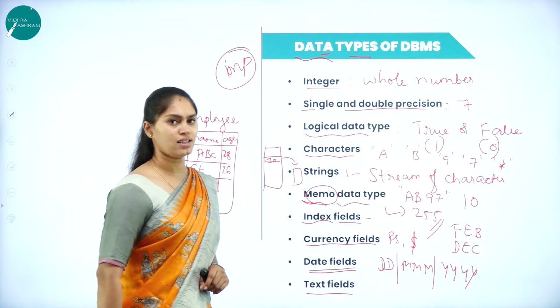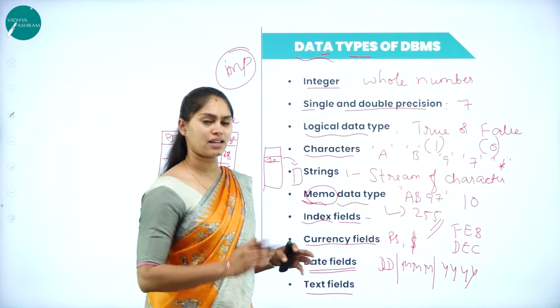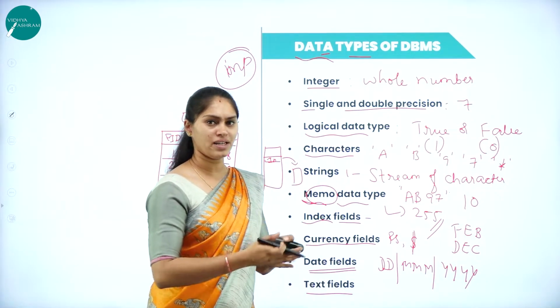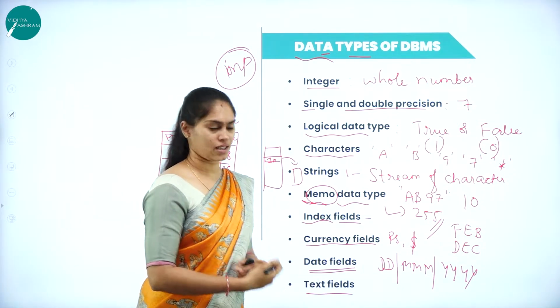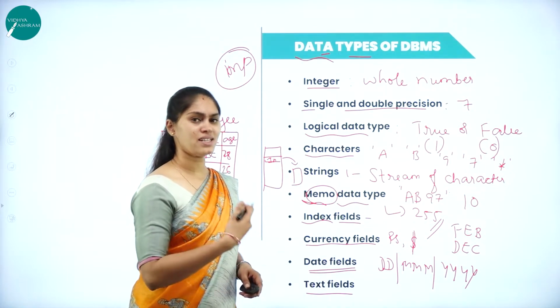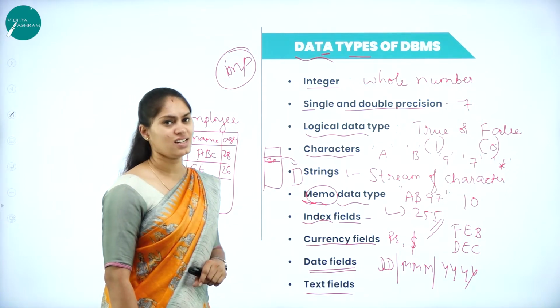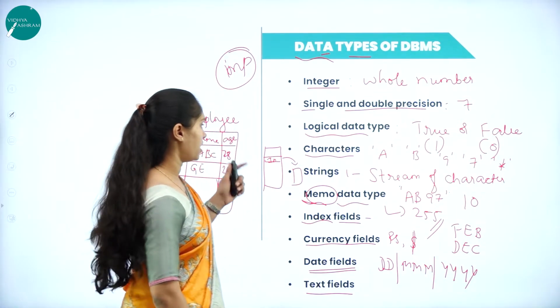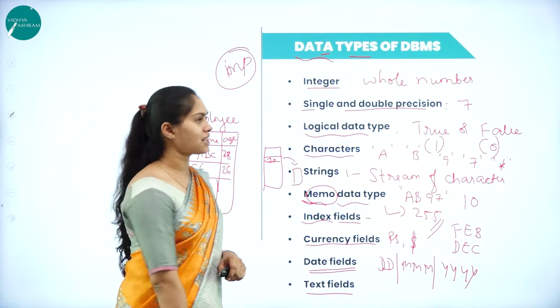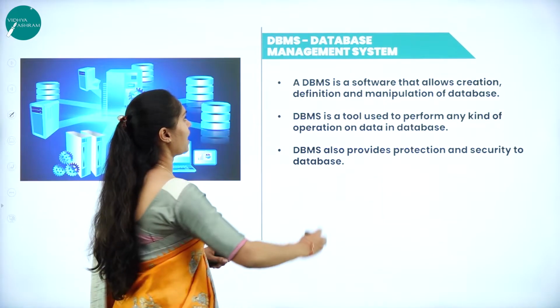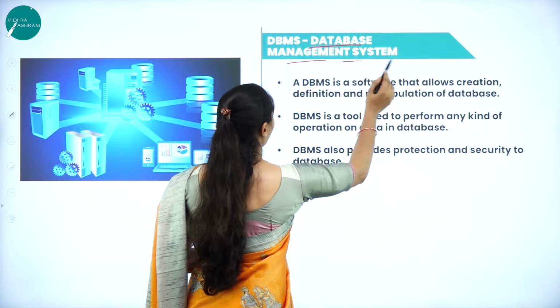And also we have text fields. This will be a combination of alphabets along with numbers, that is alphanumeric. So it is going to hold both alphabets as well as numerics. These are the data types that we have in a database, and it is also an important topic in terms of your examination perspective. So we'll see about the database management system.